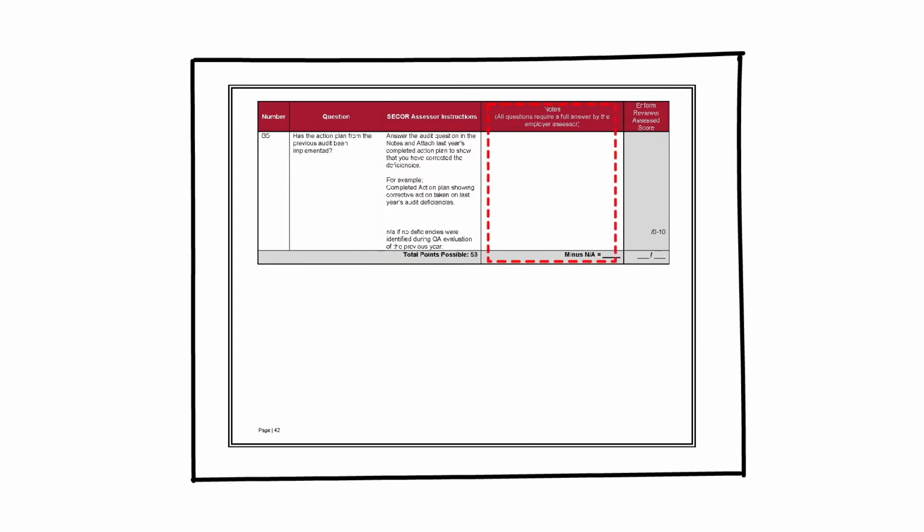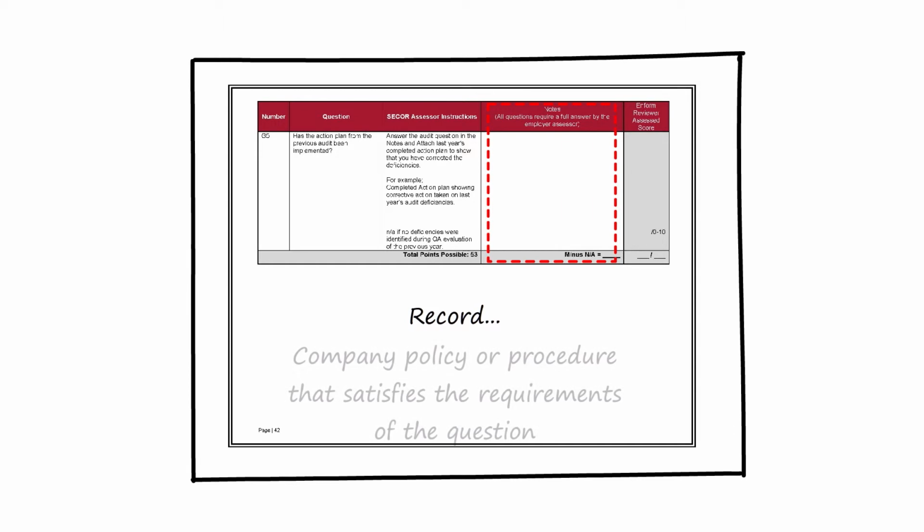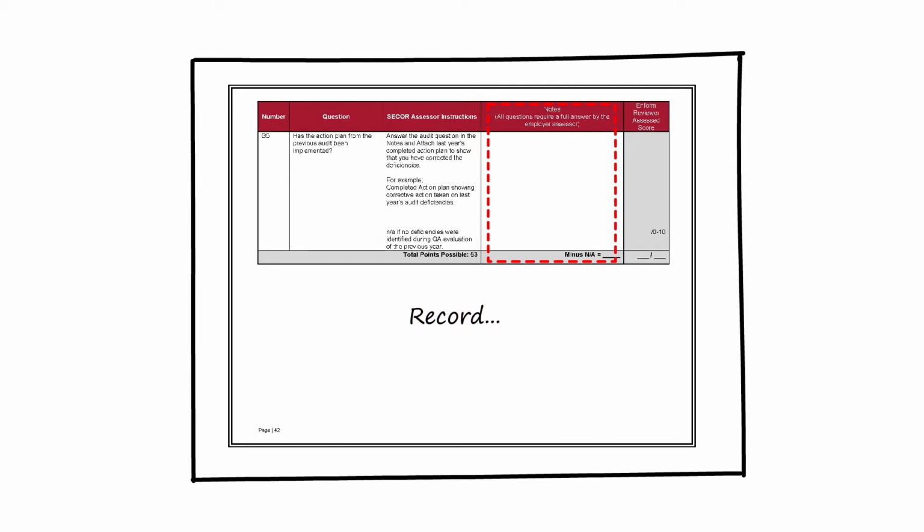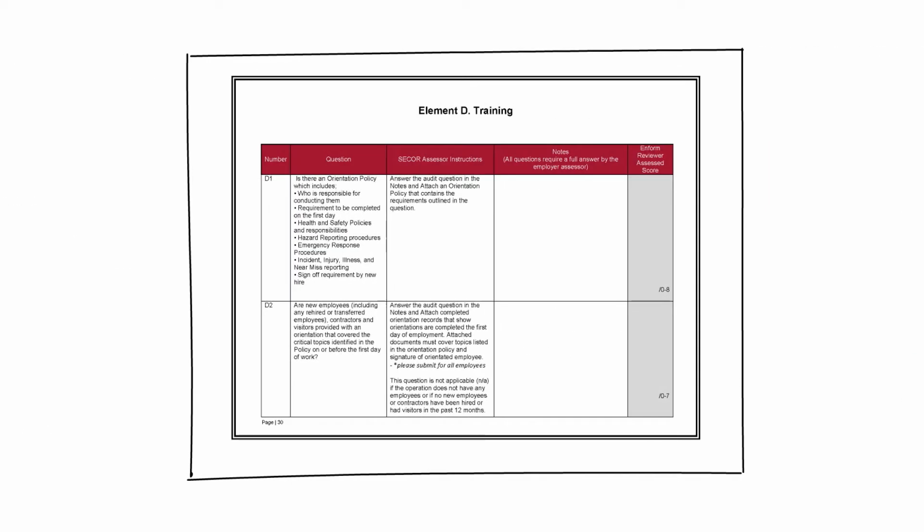There is also a column for your notes, which is where you would record, for example, the name of the company policy or procedure that satisfies the requirements of the question. You would also type in here if the reviewers can find samples you've submitted in your binder. Now, why don't we explore this further by looking at an example completed by a fictitious assessor.